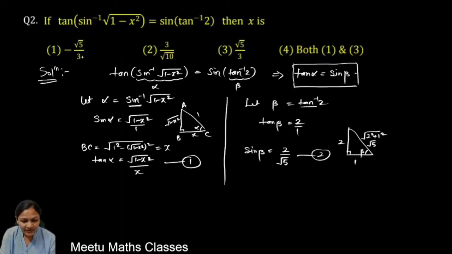So root 5 by 3 and minus root 5 by 3 both are the correct answers. So your option 1 is correct, your option 3 is correct, and in the fourth option you are given that both 1 and 3 are correct. So your fourth option is correct.